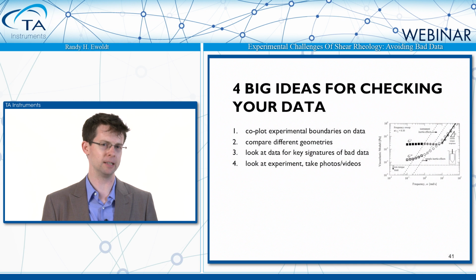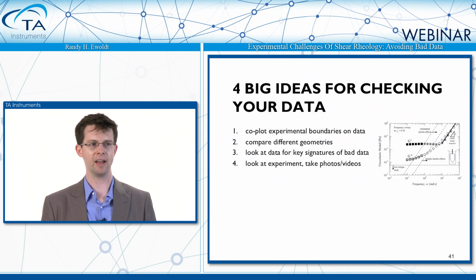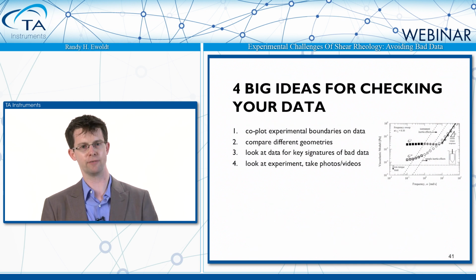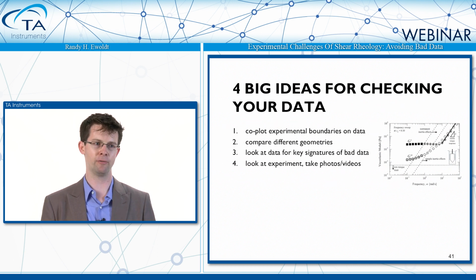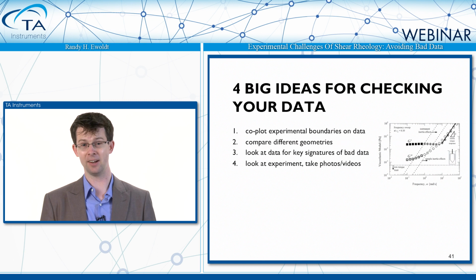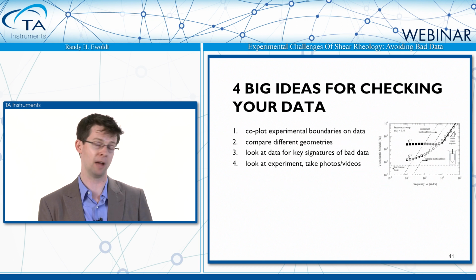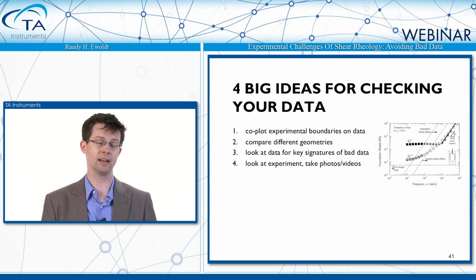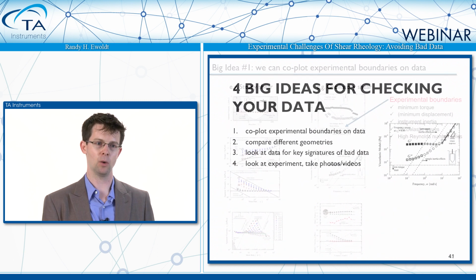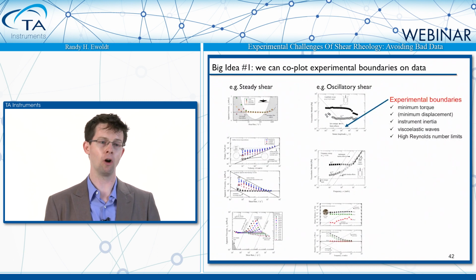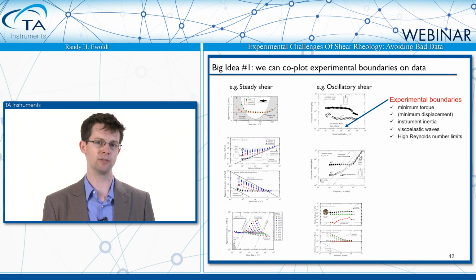So that's the end of our fun list, and I want to summarize everything by acknowledging and trying to organize these 4 big ideas that you've seen throughout all of these potential reasons to have bad data. And they're exactly what I said before: co-plotting experimental boundaries, comparing different geometries, looking for signatures of bad data or just signatures of instrument effects that are not bad, they're just not the material, and finally looking at our experiments. And what I've collected on the following slides are all of the examples that use each of these 4 techniques.